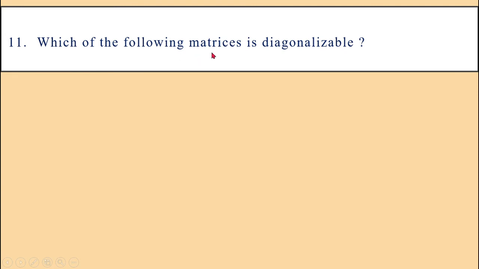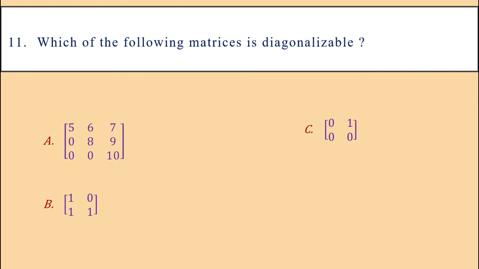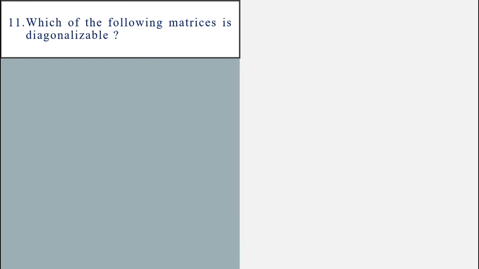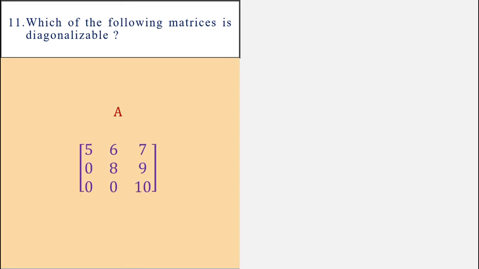Next question, which of the following matrices is diagonalizable? Option A is a 3 by 3 matrix, column wise 5 0 0, 6 8 0, 7 9 10. Option B is column wise 1 1, 0 1, a 2 by 2 matrix. Option C is column wise 0 0, 1 0, a 2 by 2 matrix. Option D is a 3 by 3 matrix, column wise 1 0 0, 0 2 0, 0 1 2. The correct option is A, that is the 3 by 3 matrix, column wise 5 0 0, 6 8 0, 7 9 10. What is the explanation?